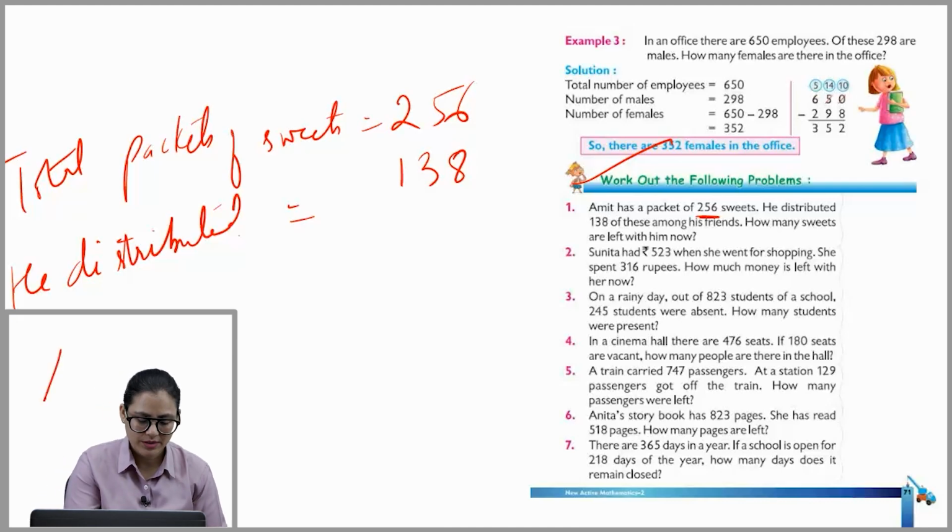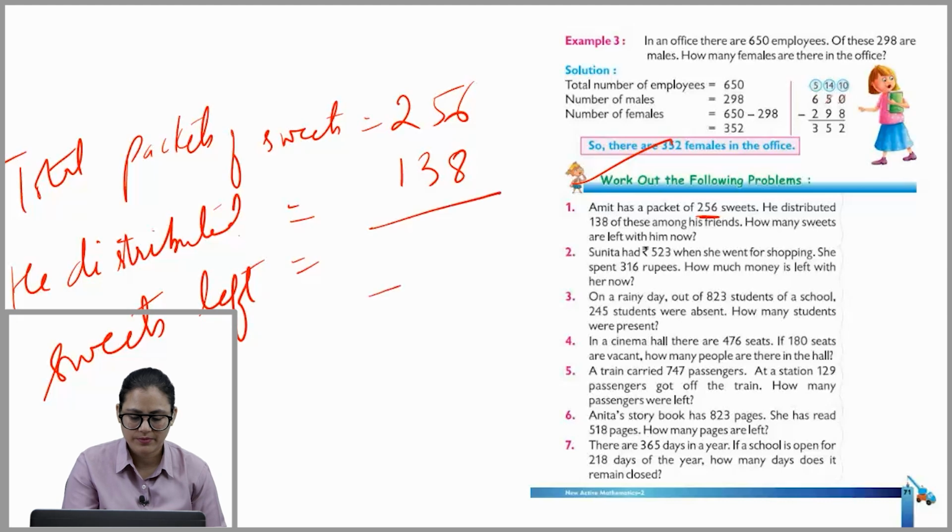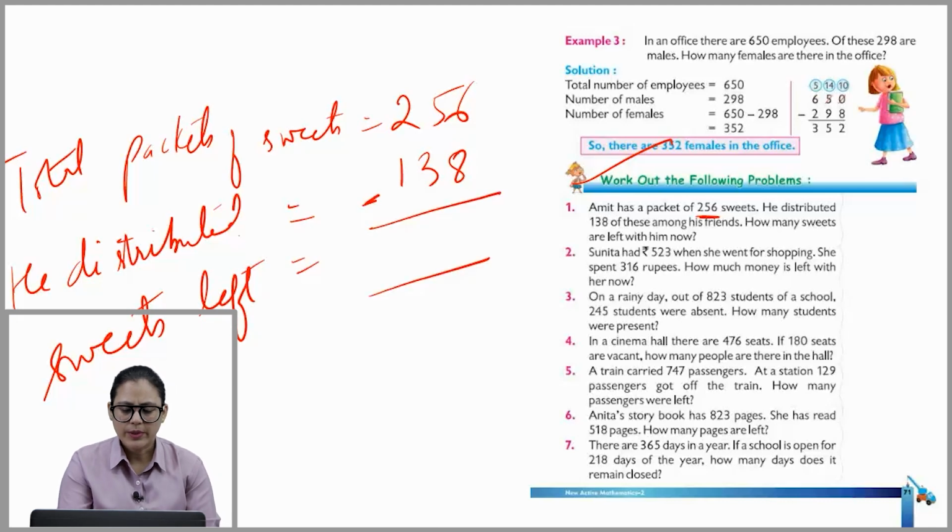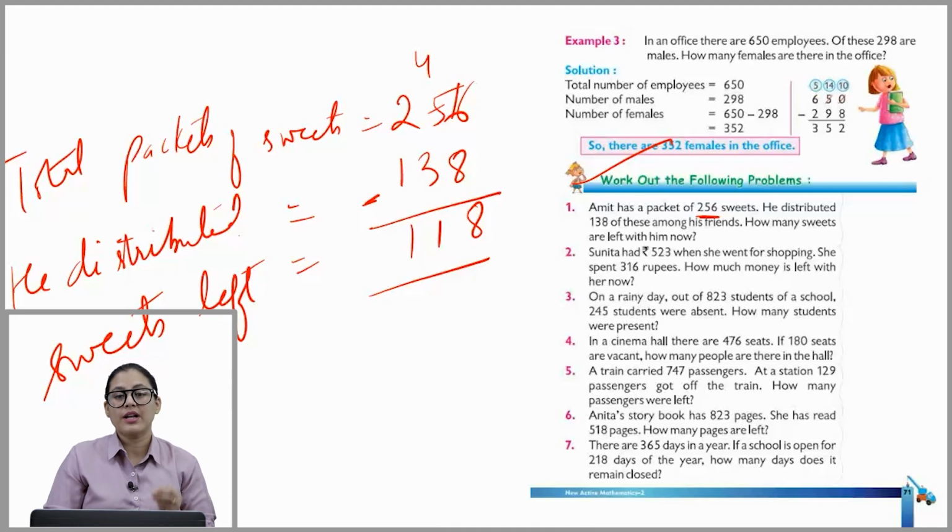So, what will we do? We will subtract. Sweets left, minus. We cannot subtract 8 from 6, so we will borrow from here. It becomes 16, this will become 4. 16 minus 8 is 8. 4 minus 3 is 1 and 2 minus 1 is 1. So, 118 sweets are left with him now. Okay. Next, question number 2.